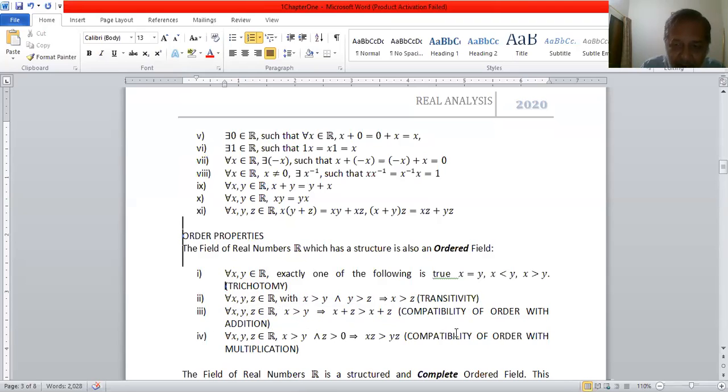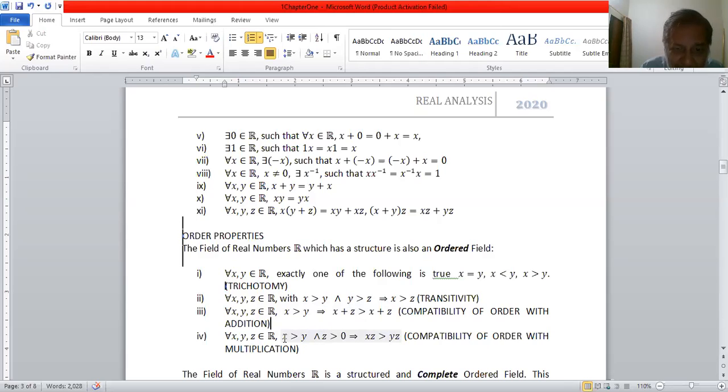Whereas compatibility of order with respect to multiplication requires one more condition कि तीन नंबर हैं आपके पास, x greater than y है, z is a positive number. इधर z के पॉजिटिव होने की जरूरत नहीं थी. x ग्रेटर देन y, दोनों तरफ एक रियल नंबर ऐड कर दो, इनइक्वालिटी चेंज नहीं होगी. ये रियल नंबर z जो है पॉजिटिव भी हो सकता है, नेगेटिव भी हो सकता है.